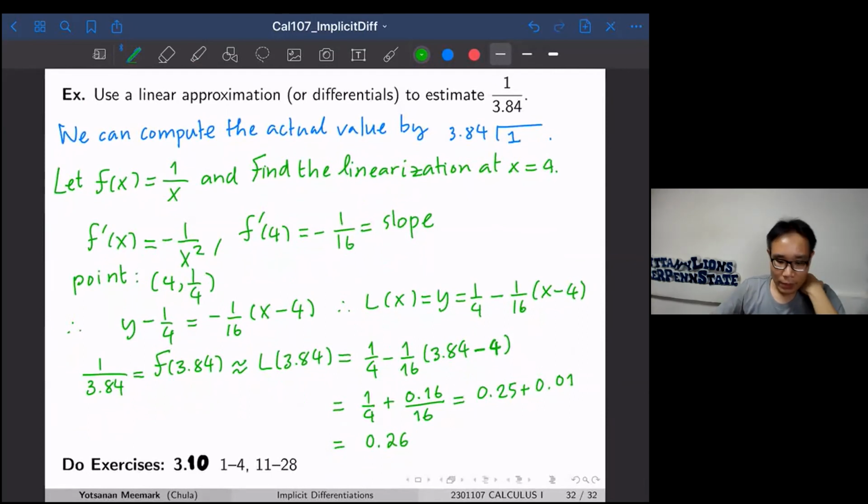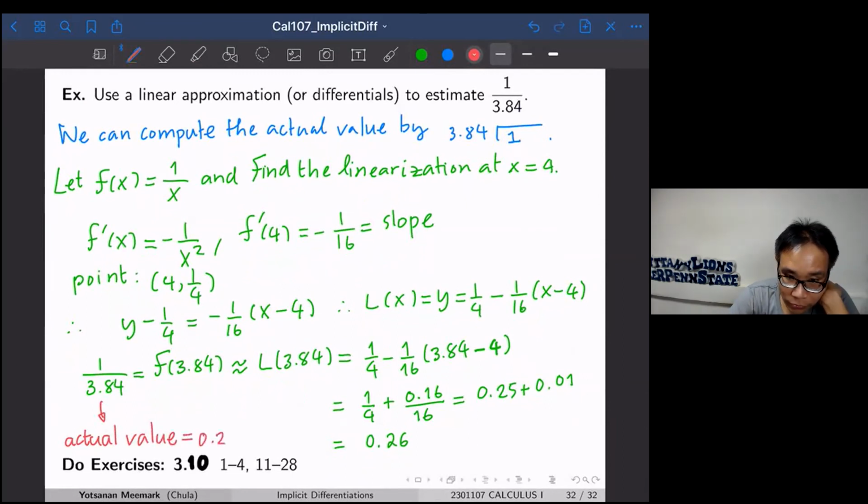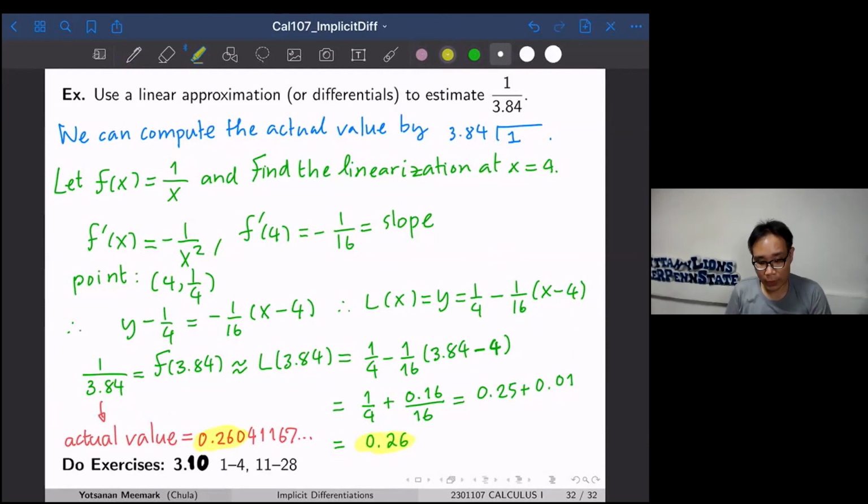If you use your iPhone, or if you use your phone, the actual value from long division is about 0.26041167. Okay, so you see you have about 3 digits correct for this estimation. So this one is quite a good approximation for this value.